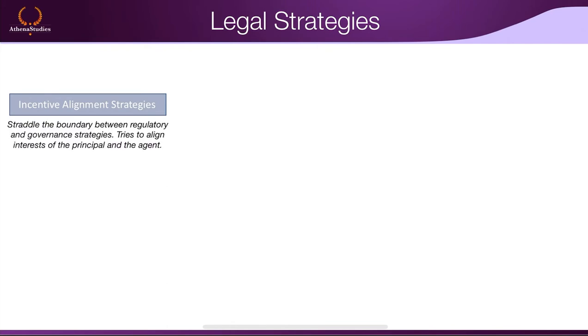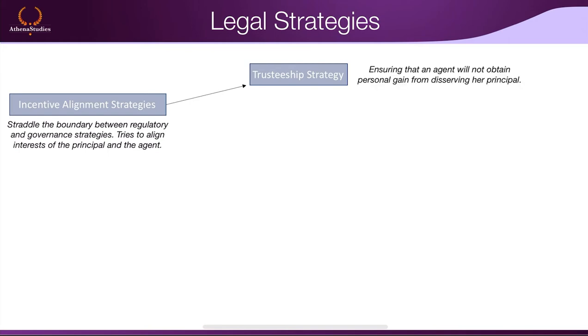We have another category of strategies we can use. These are incentive alignment strategies. They straddle the boundary between regulatory and governance strategies, and they try to align the interests of the principal and the agent. This time, we don't have rules or consequences which punish the agent, but we have consequences which reward the agent. So, the first one is trusteeship strategy. In trusteeship strategy, we want to ensure that an agent will not obtain personal gain from disturbing her principal.